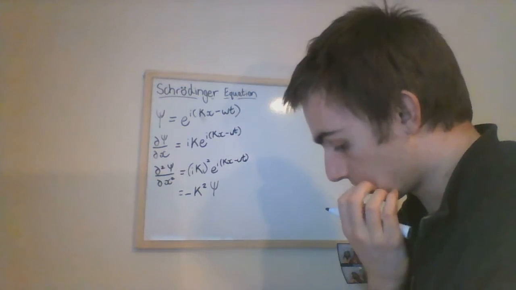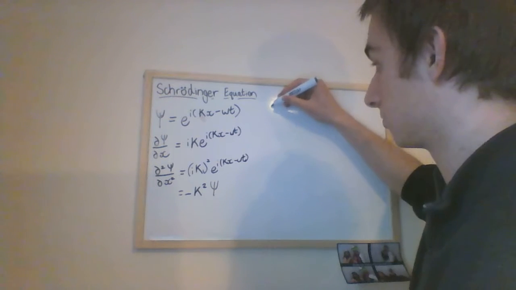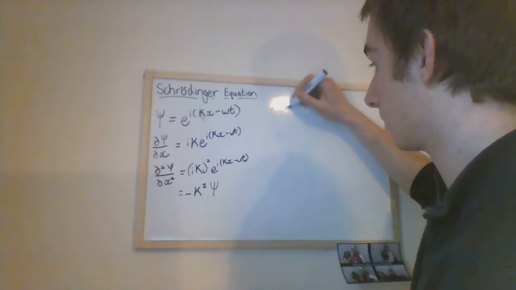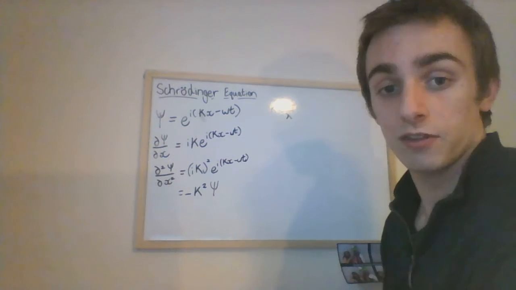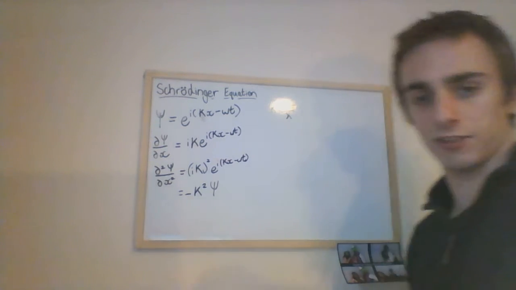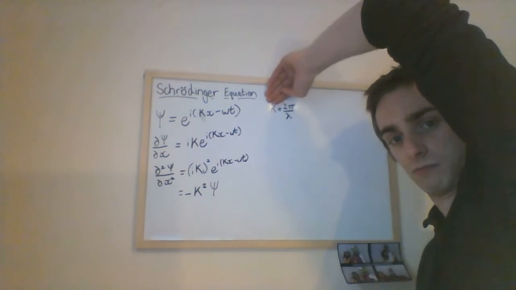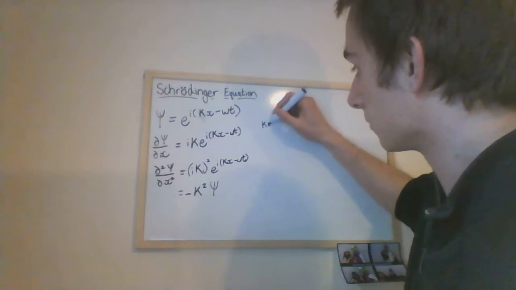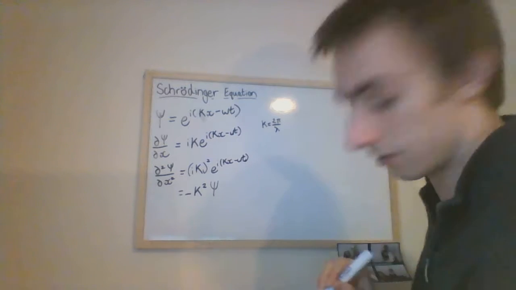So now we're going to go on a little bit of a detour here. Let's just look at a few things we already know. k is the wave number. It's given by 2 pi over the wavelength of a wave. Let's write that down: k equals 2 pi over the wavelength.